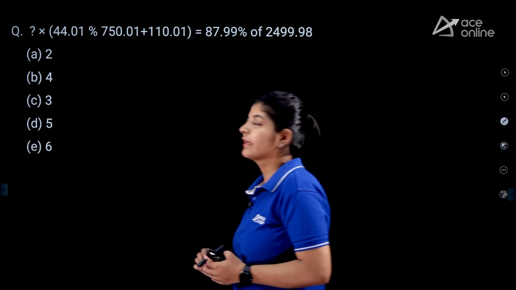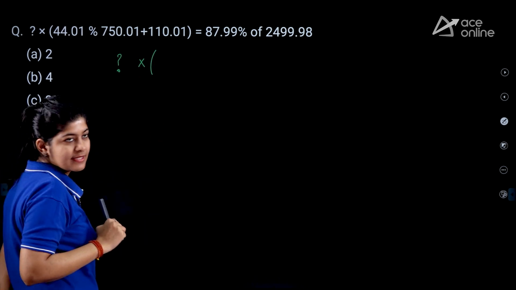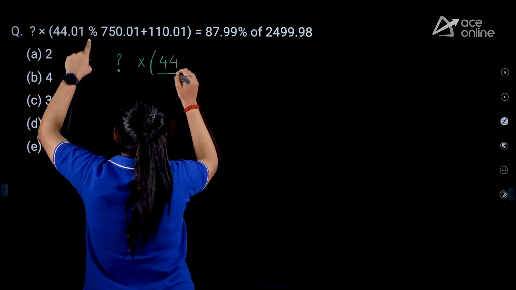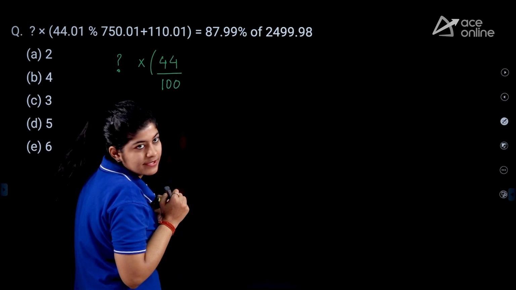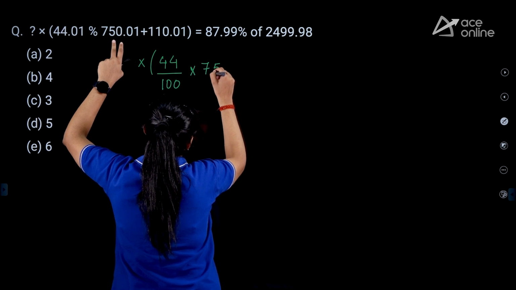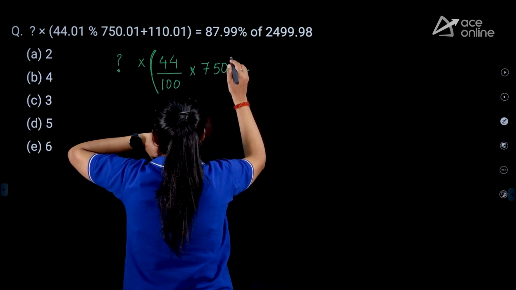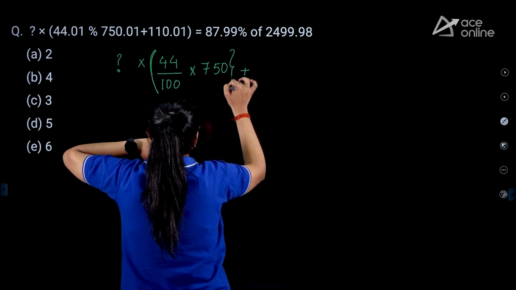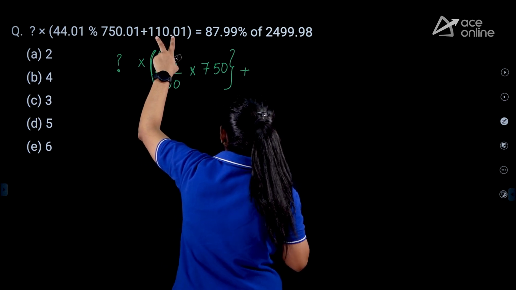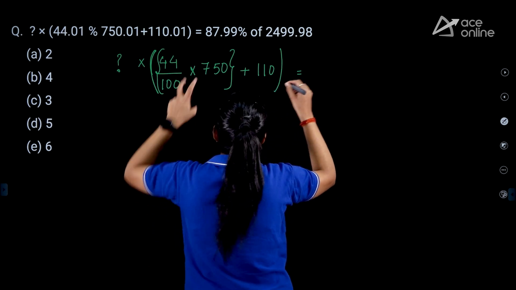Okay, let's start solving it. Here we are having a question mark, right? Into, here we are having this bracket symbol. I can write this term as 44 percent. That means I simply remove the percentage sign by dividing it by 100. Into, I can write it as 750 plus. Or I can do one more thing, I just make curly brackets over here so that I can easily differentiate it, right? Here instead of writing this one, I can write 110, and the bracket closed is equal to, now I can write it as 88.